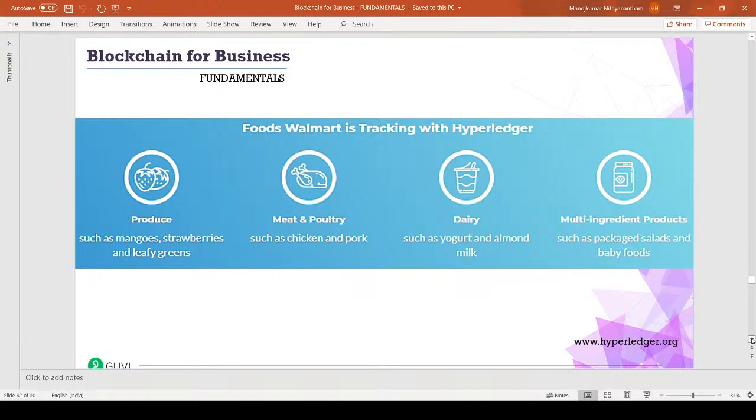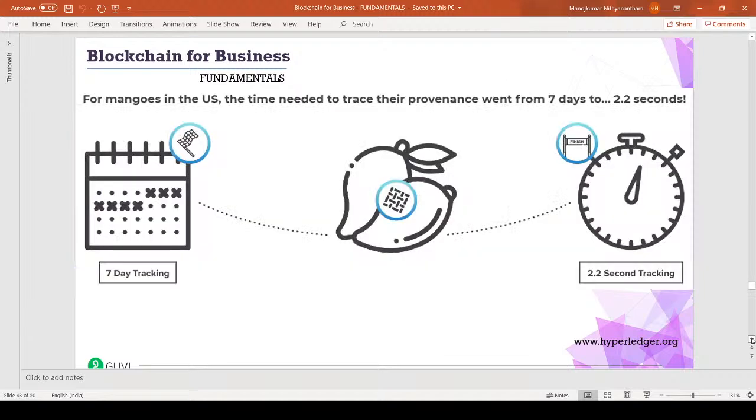So when it comes to the Walmart case, where they have included blockchain, they have currently covered all these four sections of their products, and it is now in production, in the sense that the technology is helping customers to know the history of any product that they buy in each space. So you can imagine before and after. Before blockchain, it took 7 days for them to know from where a piece of mango has come, and now it takes only 2.2 seconds.